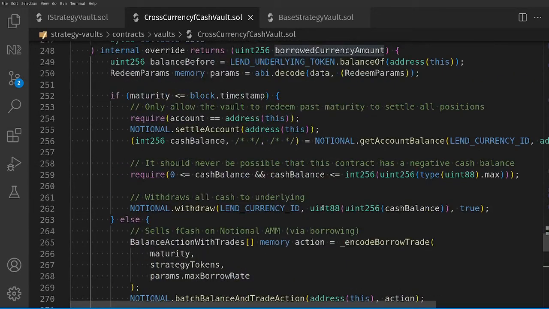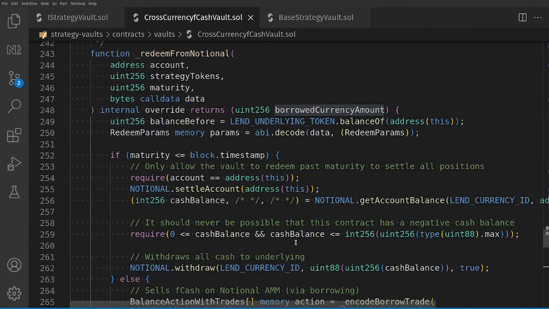Now, in general, for this particular strategy, accounts will likely want to hold their position through to maturity, and that's how they'll be sort of guaranteed the fixed return that they got when they entered into the vault.